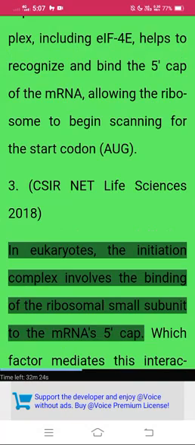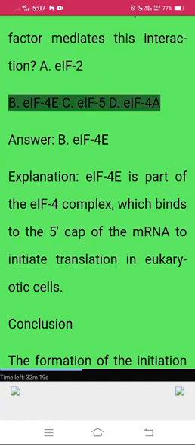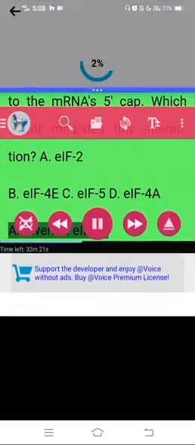In eukaryotes, the initiation complex involves the binding of the ribosomal small subunit to the mRNA's 5' cap. Which factor mediates this interaction? A. eIF2, B. eIF4E, C. eIF5, D. eIF4A. Answer: B, eIF4E.